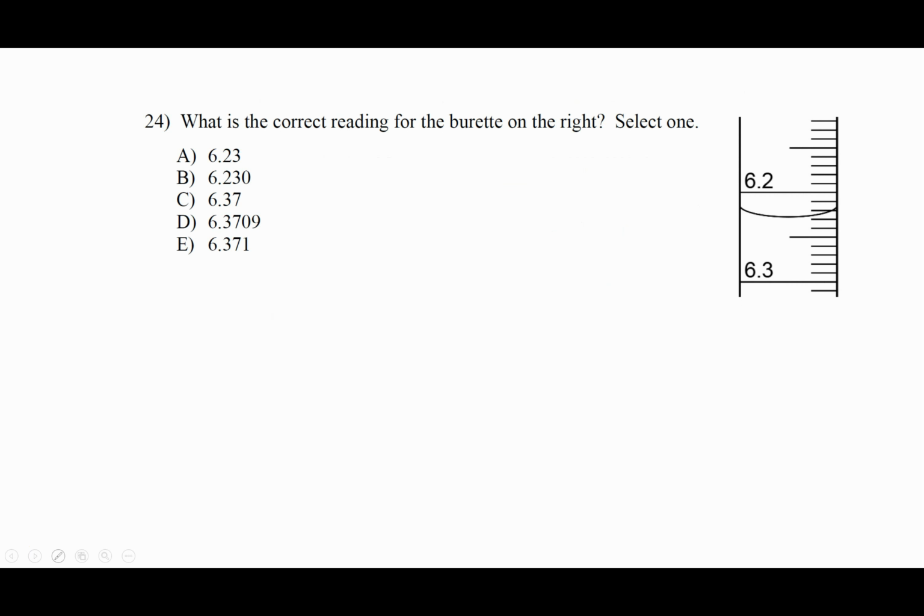What is the correct reading for the burette on the right? Select one. Okay, is it greater than 6.2? Yes. Is it less than 6.3? Yes. So, not 62, 6.2. So it's definitely a 6.2. Okay, great. So 6.2, and this is 0.01, 0.02, 0.03. Okay, so you could call it 2 or 3. It's up to you. Maybe we'll call it 2 first. And then we'll have to estimate the next number in here, okay? I'm going to say it's 9.